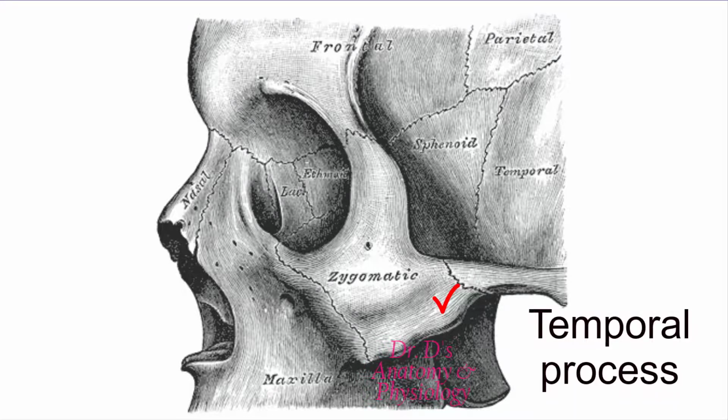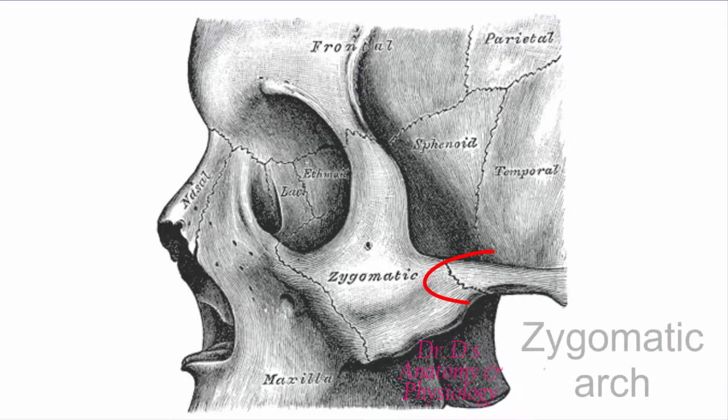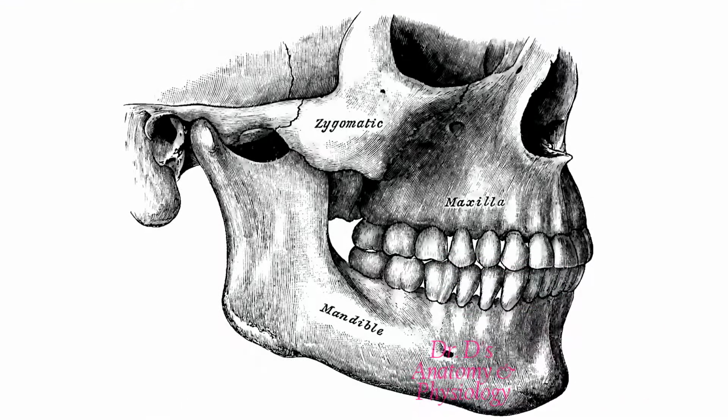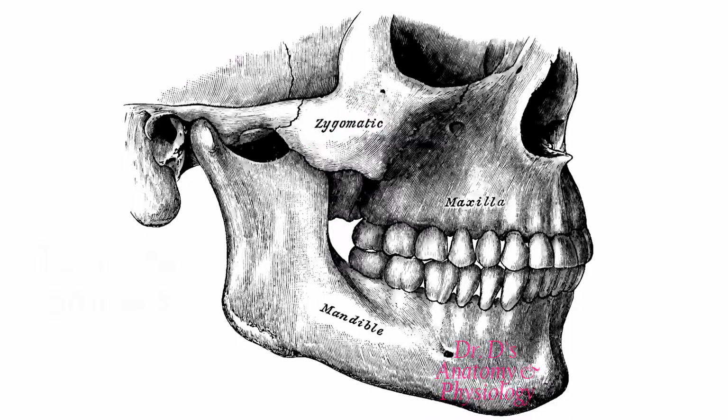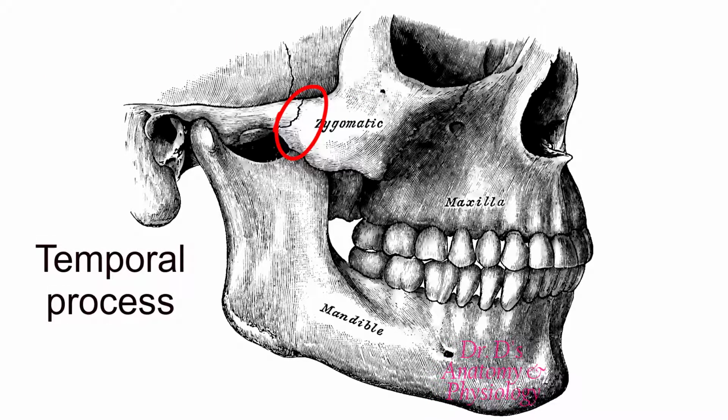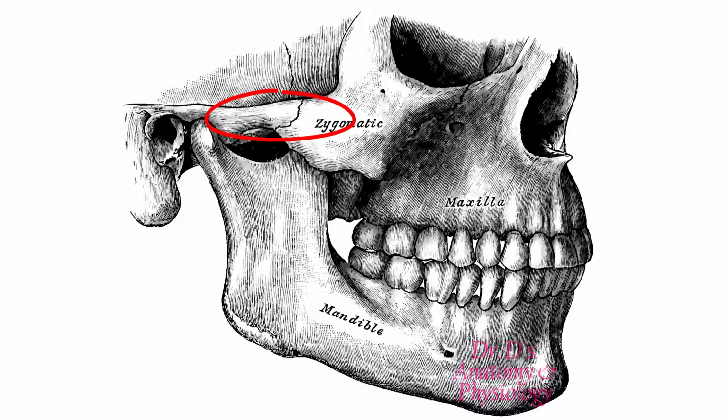Another process that we should note that is associated with the zygomatic bone is the temporal process. It is called the temporal process because it's going to join up with the zygomatic process of the temporal bone to give you the zygomatic arch. Here is another figure that illustrates the zygomaticofacial foramen. And here again we have the temporal process of the zygomatic bone. And here is the zygomatic arch.